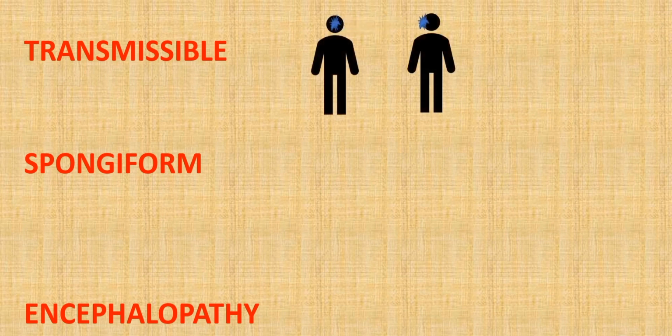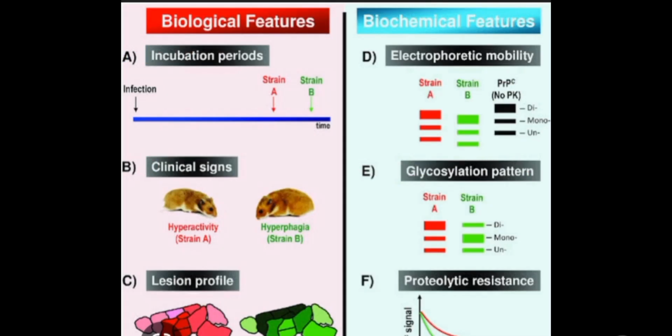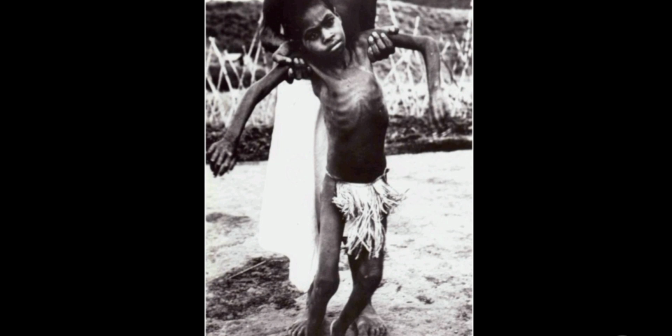Transmissible because it can spread from one person to another. Spongiform because it makes the brain be filled with holes and look like a sponge. Yes, a sponge. Encephalopathy because that's the brain disease. Once a person is infected, they have a very long incubation period, but if the symptoms start to display, there's very little to stop it.